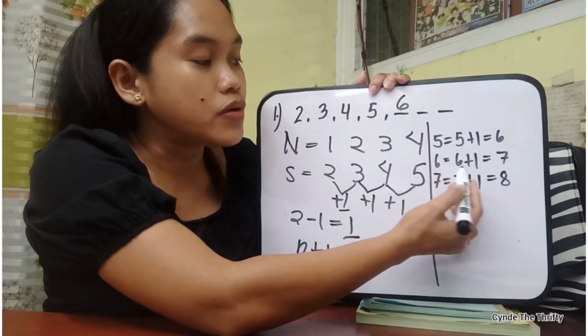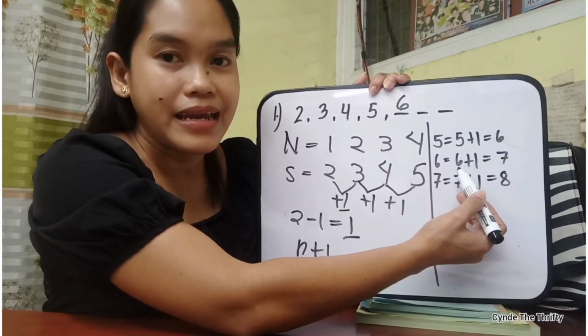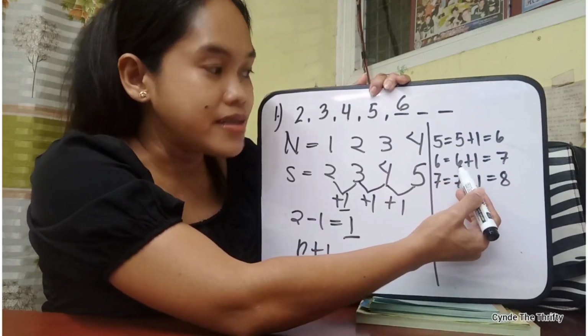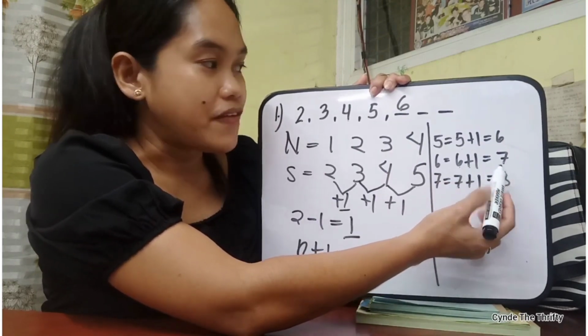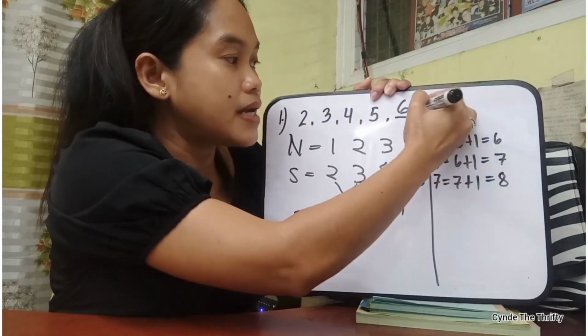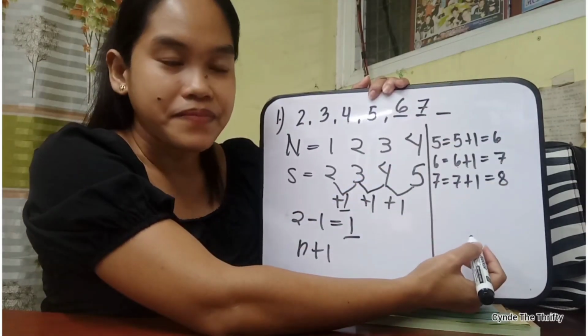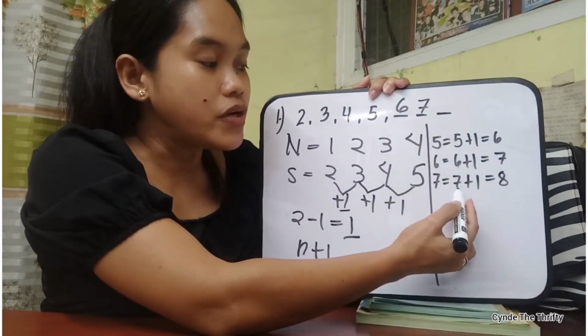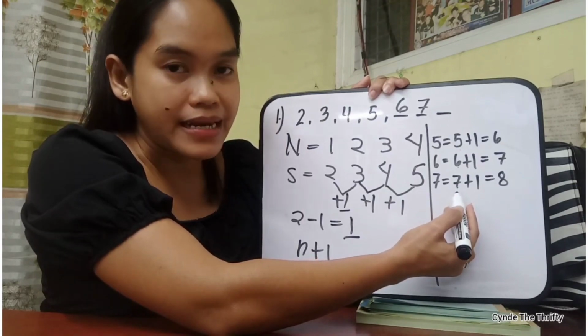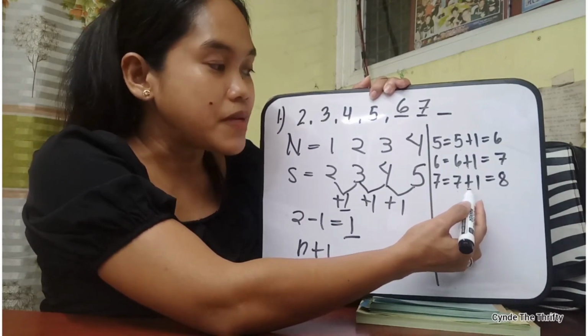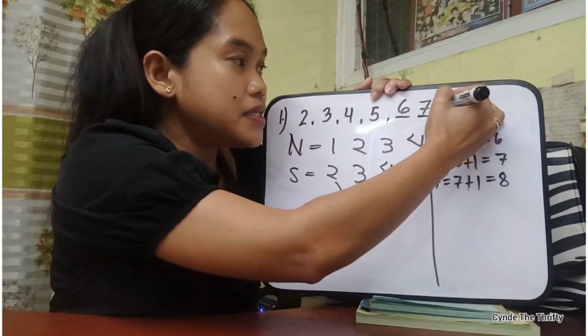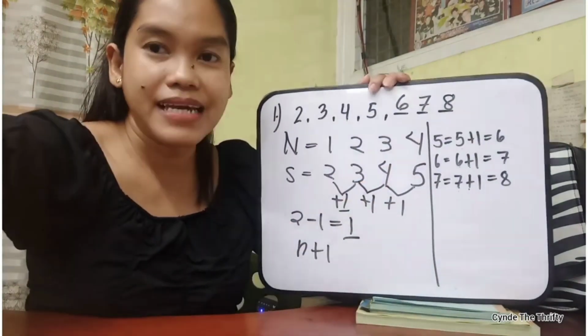So, 6th term, ano yung term na hinahanap natin or ano yung n na hinahanap natin? 6. So, 6 plus 1 equals 7. So, ibig sabihin ang 6th term natin is 7. Ngayon naman ang 7th term. So, ano yung n na hinahanap natin or term na hinahanap? 7. So, 7 plus 1 equals 8. So, ibig sabihin ang 7th term natin is 8.